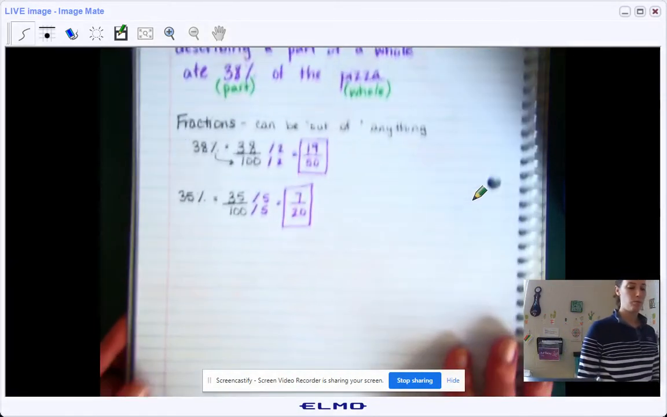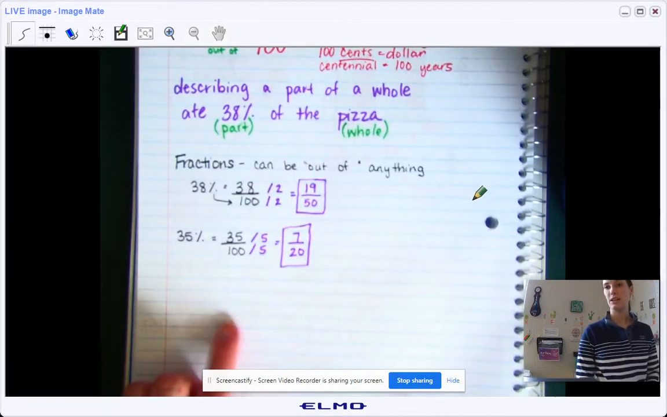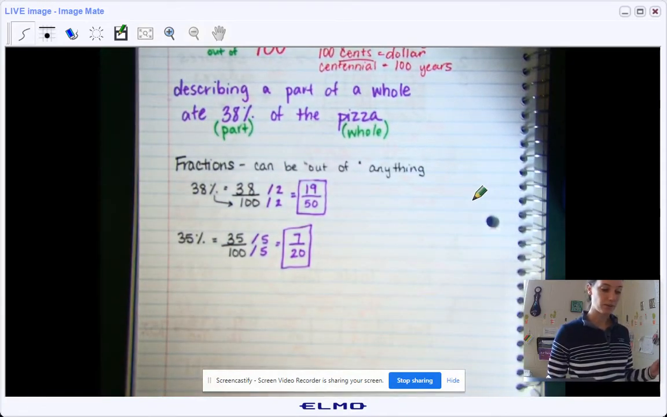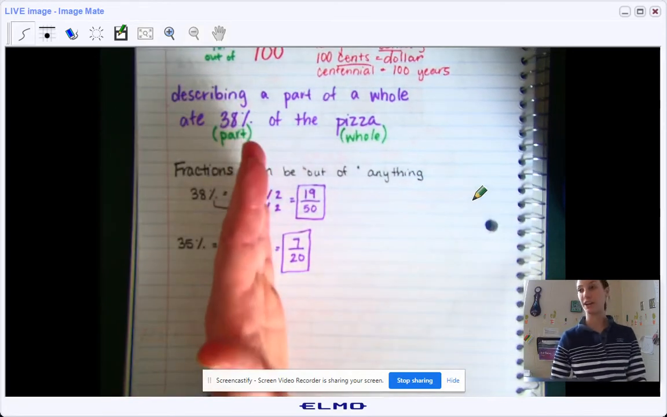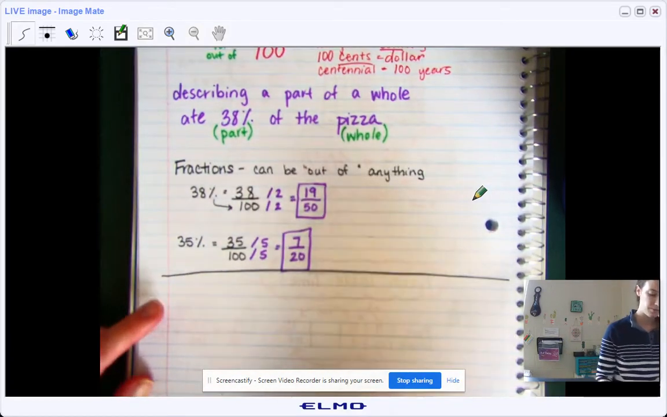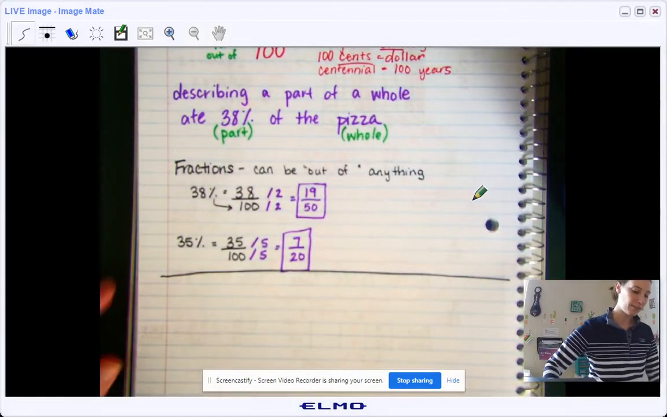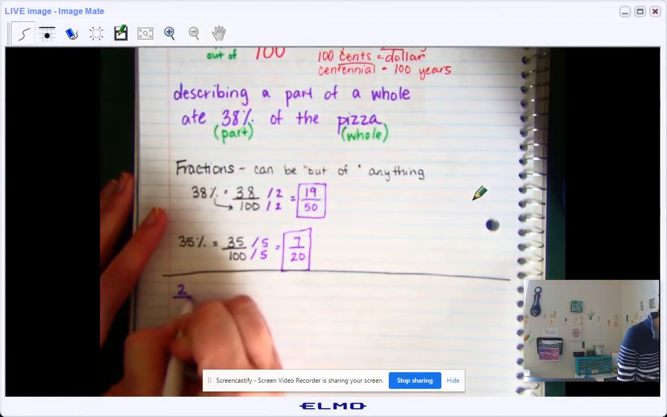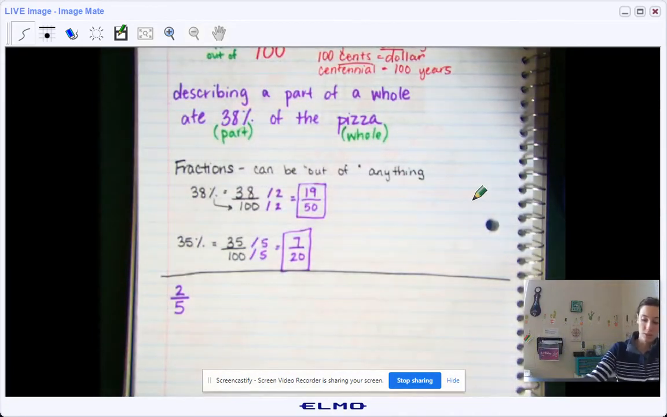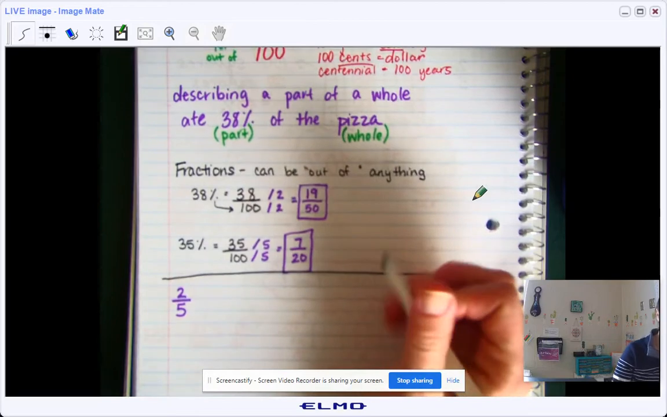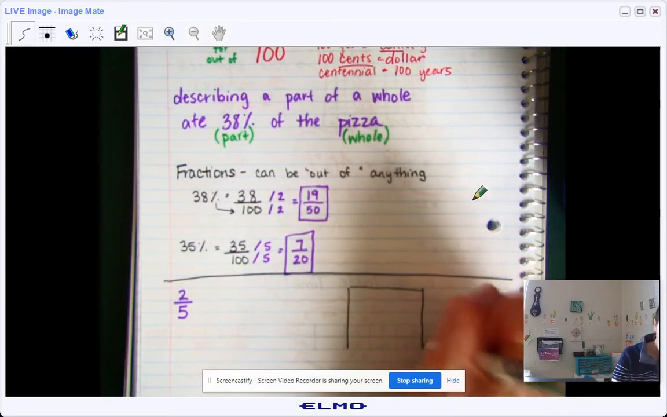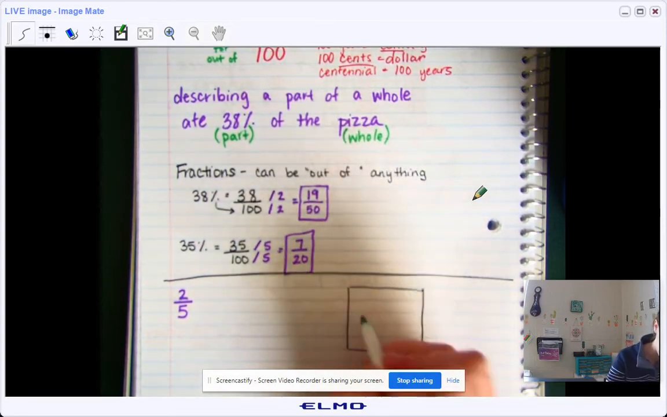All right, now, we went from percent to fraction, sorry. We can also go from fraction to percent. So let's say I have a fraction like 2/5. One way to turn that into a percent would be to draw a hundredths grid, 1, 2, 3, 4, 5, and to shade in 2 out of every 5 squares.